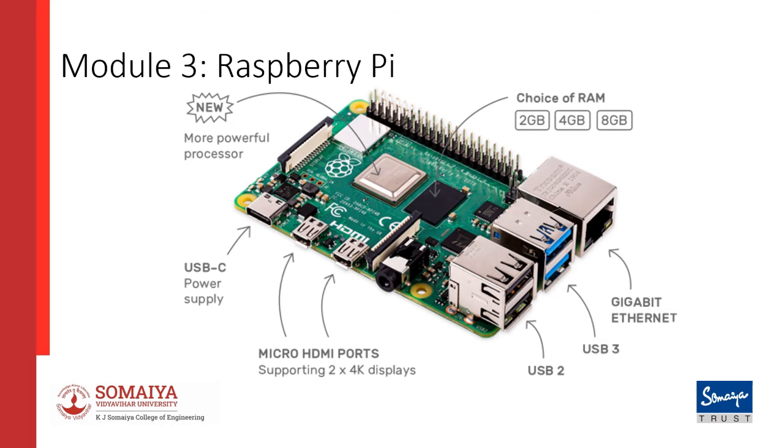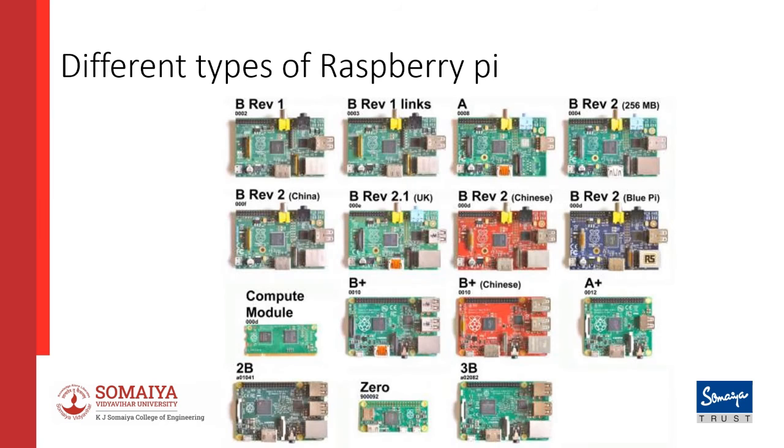In Module 3, we are going to learn Raspberry Pi. Raspberry Pi 4 will be the focus, and then we will also study other types of Raspberry Pi. Different types of Raspberry Pi are Raspberry Pi 1, 2, 3 and 4 and Raspberry Pi 0 nowadays, which is popular.